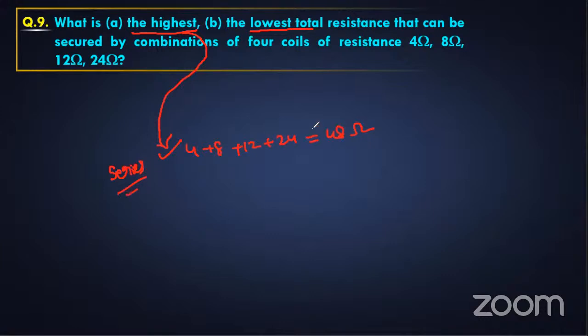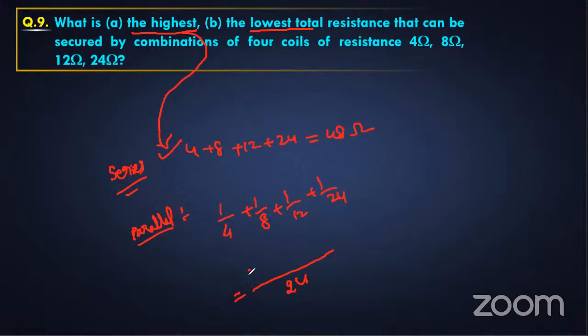What is the combination to get the lowest resistance? Parallel. Okay. If you connect all in parallel, 1 by 4 plus 1 by 8 plus 1 by 12 plus 1 by 24. What is the LCM? 24. 4 is 6 times, 8 is 3 times, 12 is 2 times, 24 is 1 time. How much is it? 6 plus 3 plus 2 plus 1 is 12.